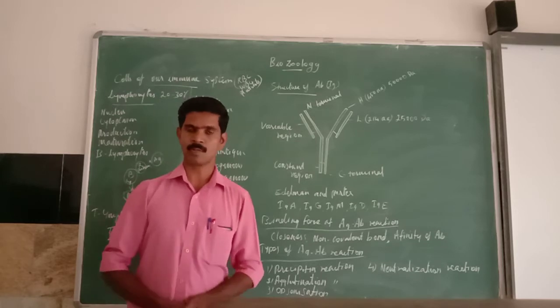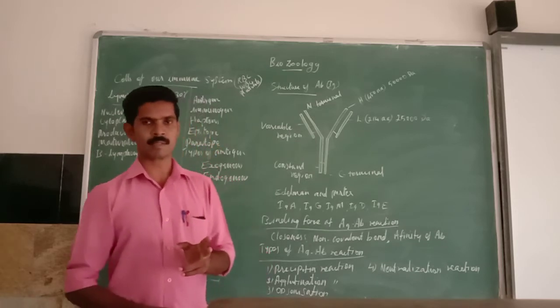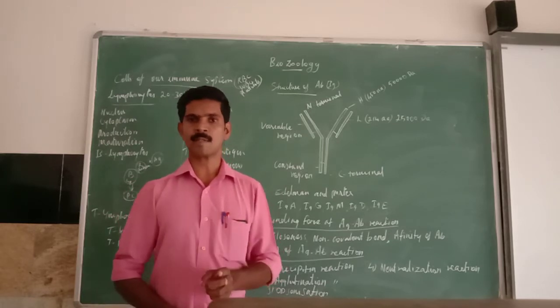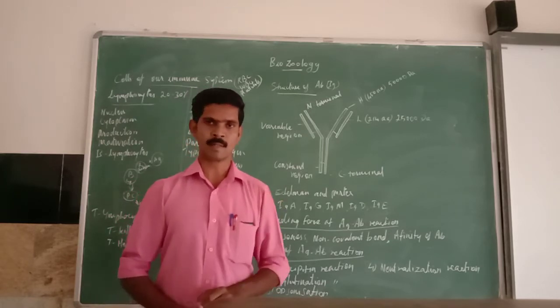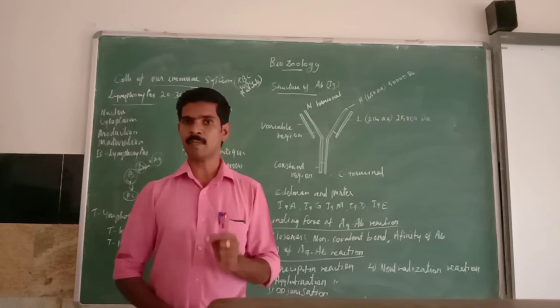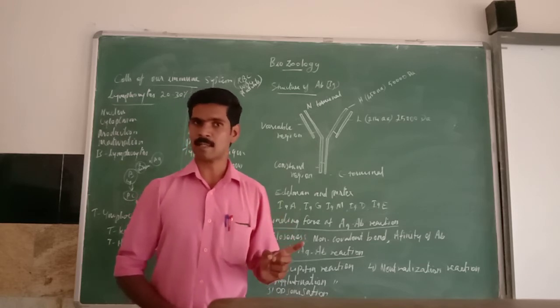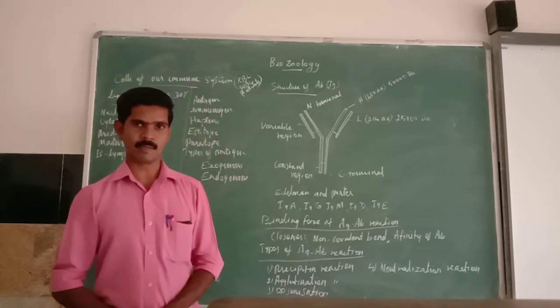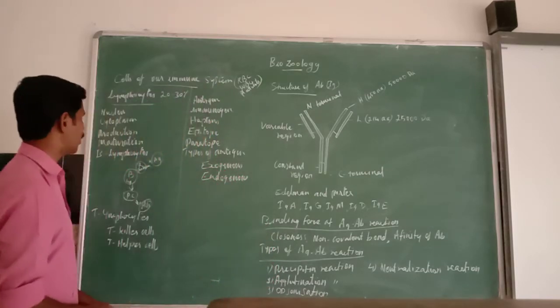I hope you have understood this point. There are two types of lymphocytes: B lymphocyte and T lymphocyte. The production and maturation of B lymphocytes take place inside the bone marrow, but the production of T lymphocytes takes place in the bone marrow and their maturation is inside the thymus. I hope you have understood all this part.